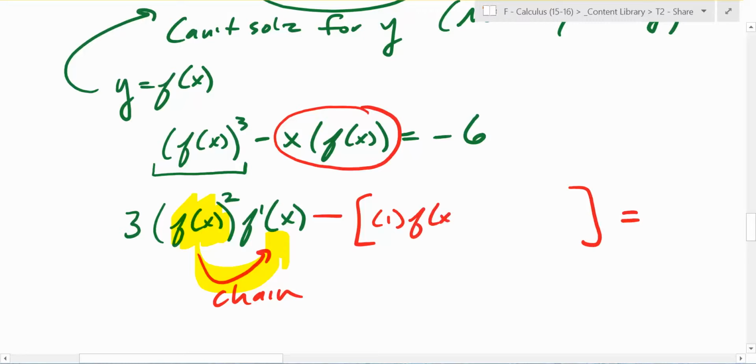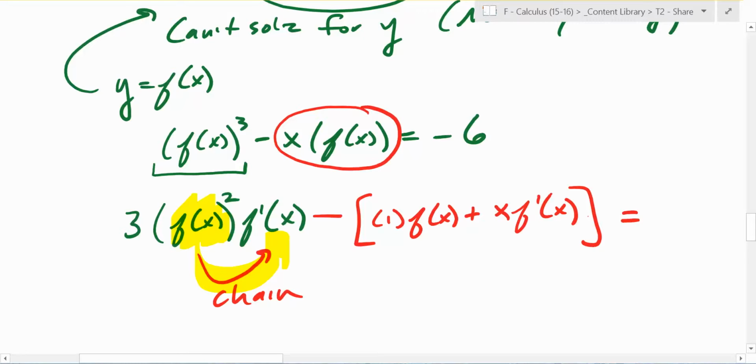It's the derivative of the first times the second plus what? The first times the derivative of the second. Do we have a function for x? No. So what's the derivative of f of x? F prime of x. What's the derivative of -6?